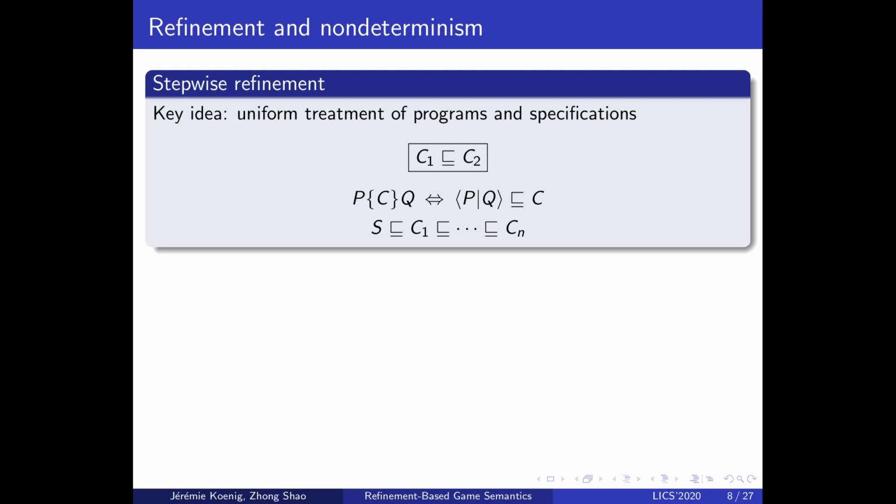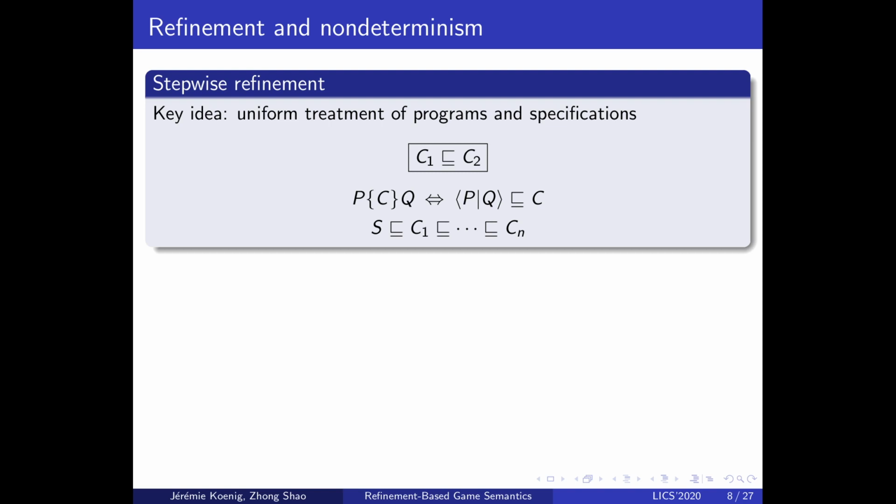Traditionally, programs and specifications are two very different kinds of things. In a Hoare triple {P} C {Q}, there's a strong distinction between the program C and the pre and post conditions P and Q. By contrast, in refinement-based approaches, programs and specifications will be treated as objects of the same kind. We start from a specification S, which could be very abstract and declarative, and then incrementally refine it until we obtain an executable program Cn.